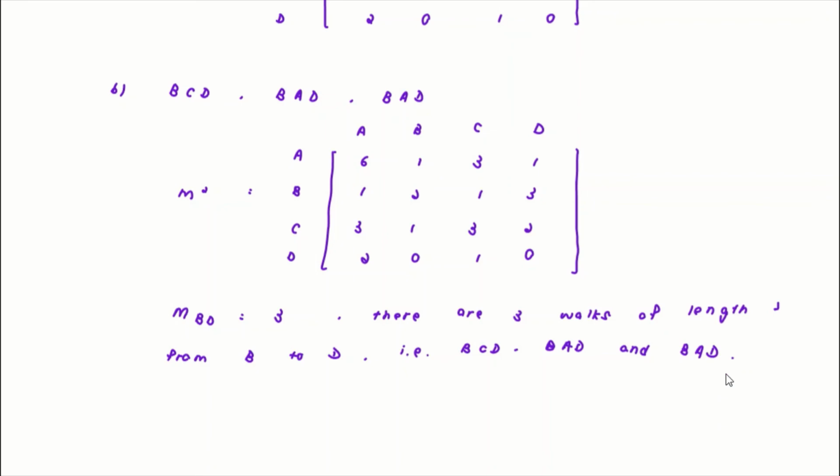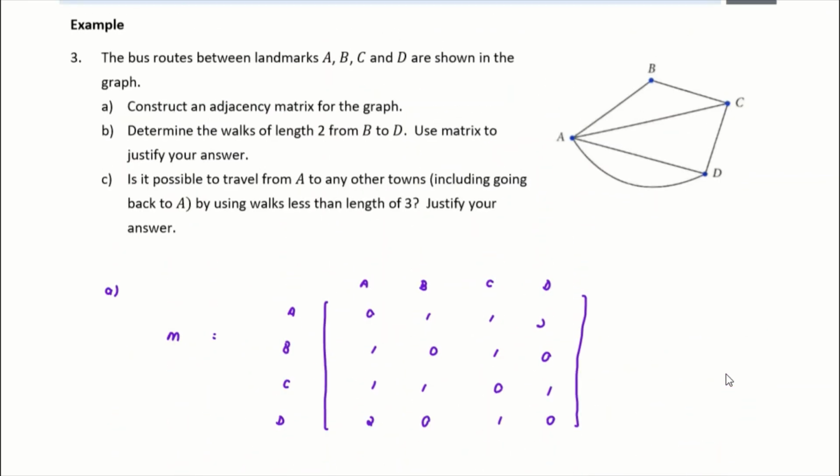Okay, so now let's look at part C. Is it possible to travel from A to any other towns, including going back to A, by using walks less than length of 3? Justify the answer. This question is one of the examples that I mentioned, which is more application-wise. In this case, you do not really need to find out the road, but you only need to justify whether it is possible to travel from A to any other towns by using walks less than length of 3.